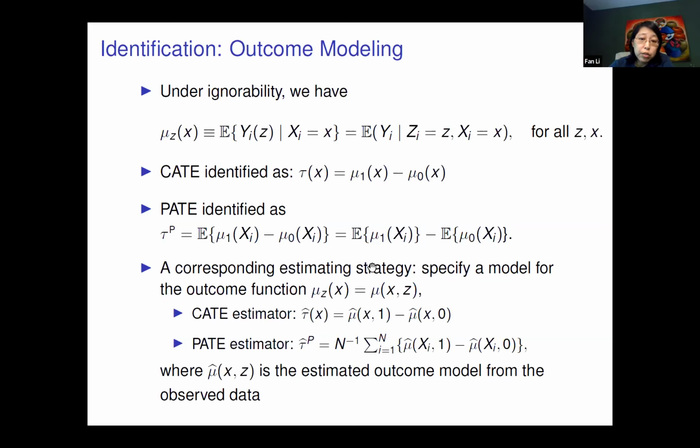This identification result underlies the so-called outcome modeling estimation strategy. What you do is specify a model for the distribution of y given z and x. Then you fit the model to the data, and you can estimate the CATE or the PATE. So it's all relatively straightforward.